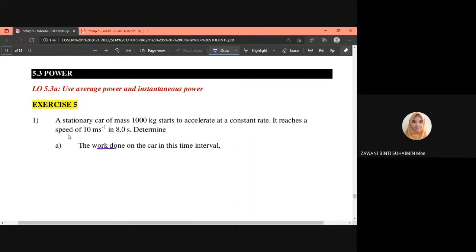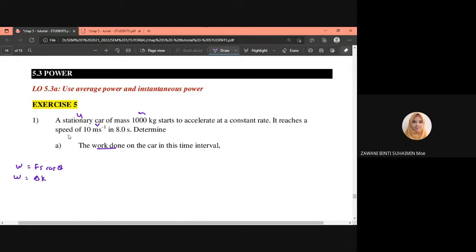Okay, so sekarang kita ada speed. Lepas tu ini initial speed. Lepas tu kita ada mass. Dia minta work done. Okay, so ingat work, formula kita ada banyak, iaitu Fs cos theta, ataupun work is also equal to the change of kinetic energy.